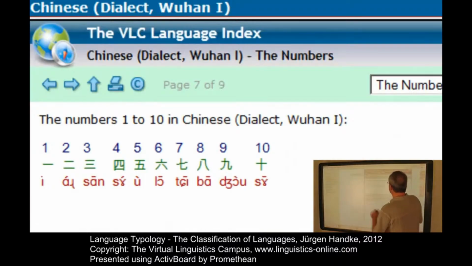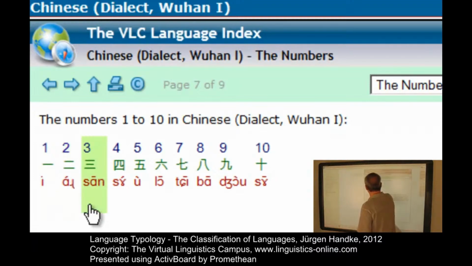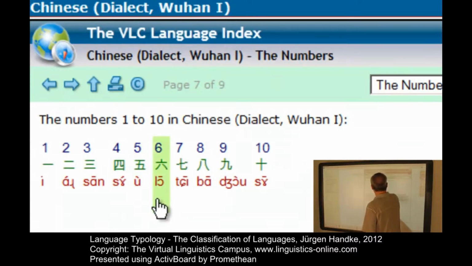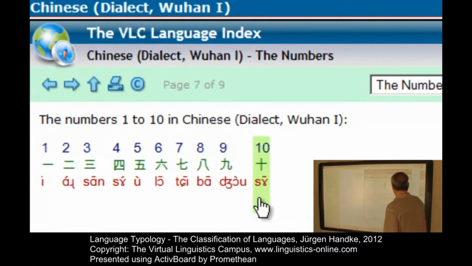Now, here are the numbers 1 to 10 in Chinese, taken from a dialect spoken in Wuhan. Let's listen to the tones. 1, clearly a level tone, 2, rising, 3, level, 4, rising, 5, falling, 6, level, 7, level, 8, level, 9, falling, 10, and level again.